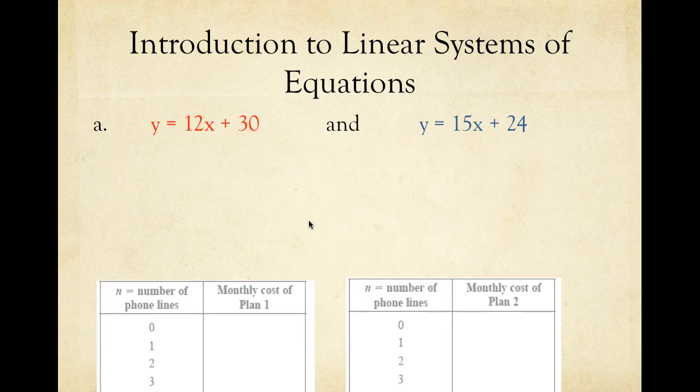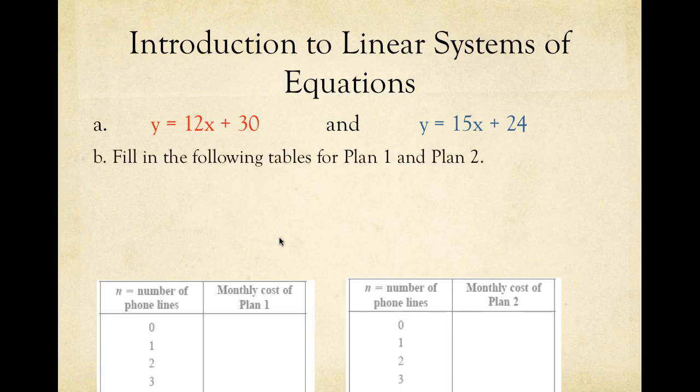Let's plot some points. And before we plot points, we need to fill in our table. So if X, or the number of lines, is 0, and in this case we have X is actually represented by N in this box here. So X is the number of lines. If X is 0, then Y is 30.